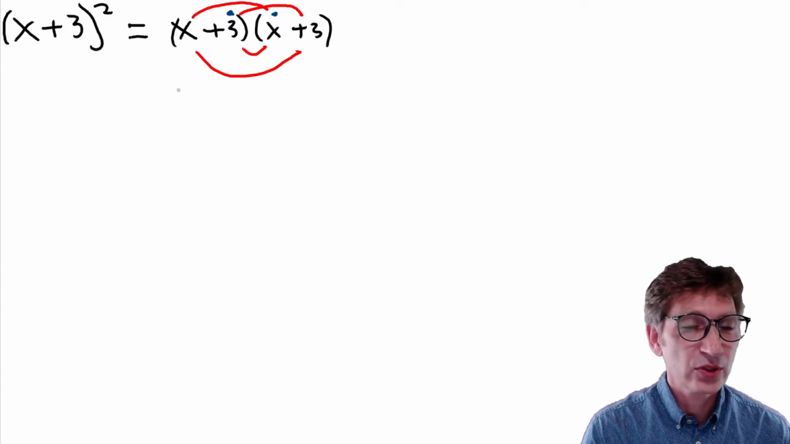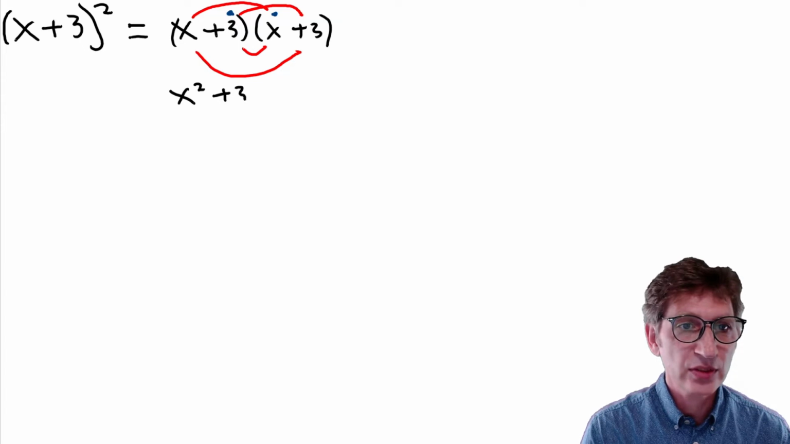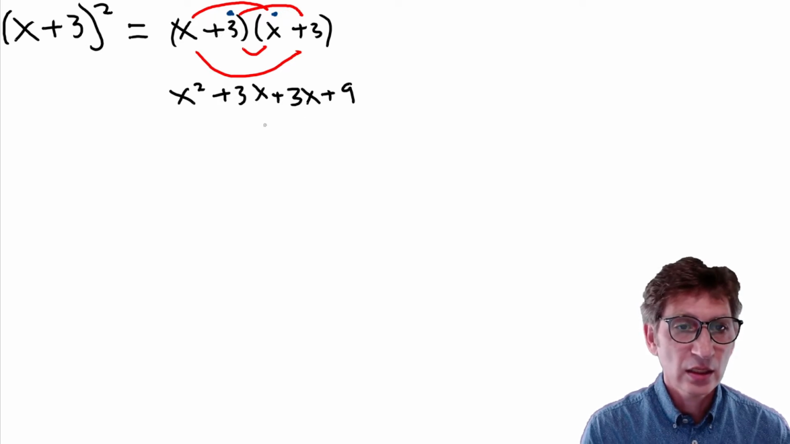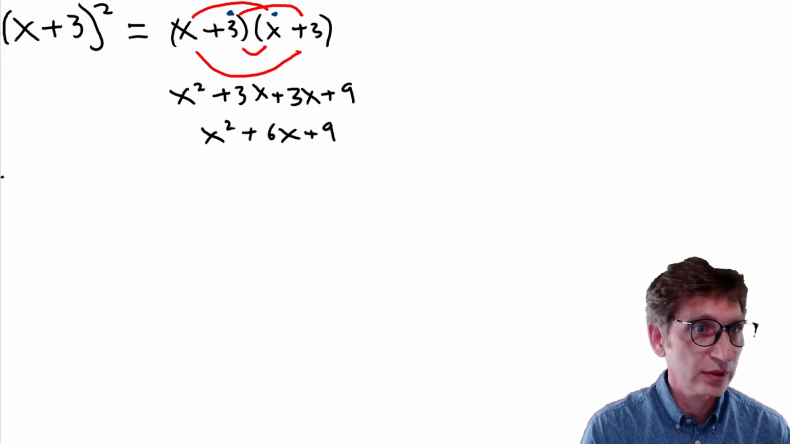Let's do the first terms. X times x is x squared. The outer terms, x times 3 is 3x. The inner terms give us 3x also. And 3 times 3 is 9. Combine the two middle terms, x squared plus 6x plus 9. Pretty cool. Let's try another one.